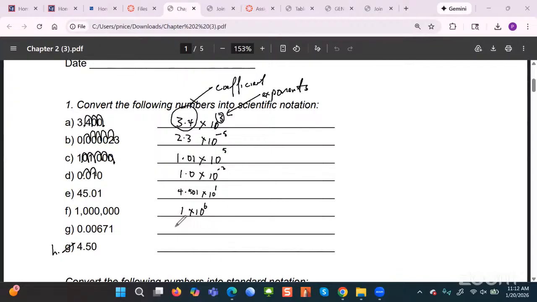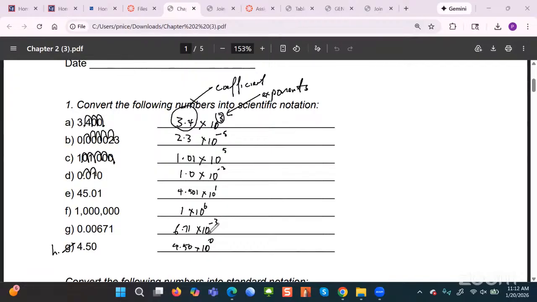Okay, so what happens in the case of G? 6.71 times 10 to the third power. 10 to what? Third power. Negative 3, exactly. Okay, and then finally in H, 4.5 times 10 to the 0 power. Times 10 to the 0, exactly.